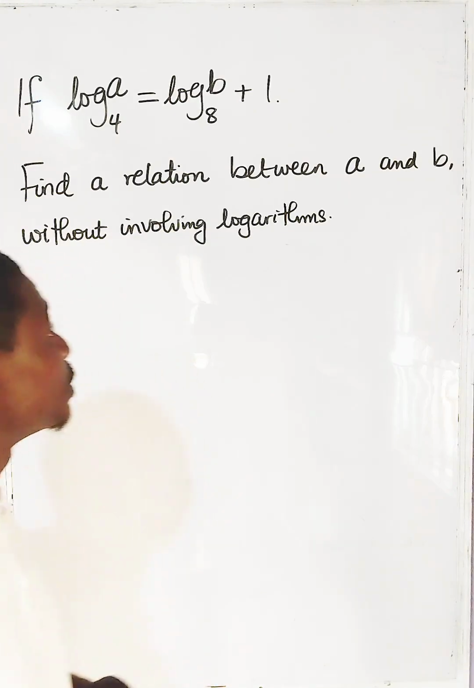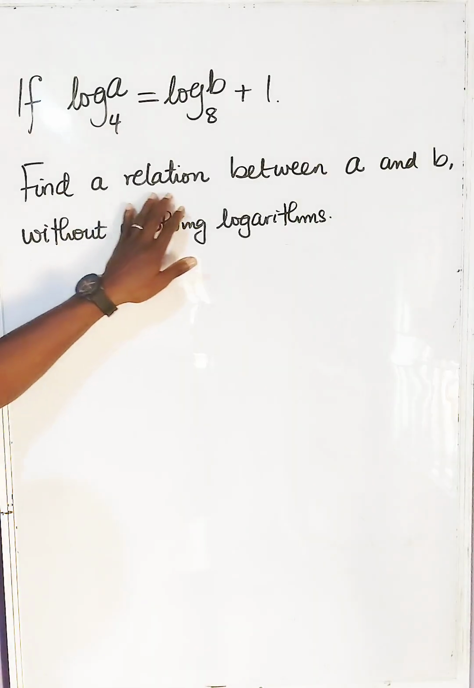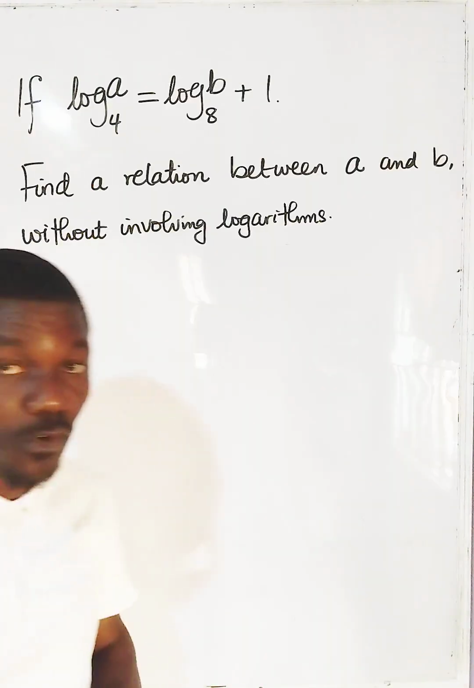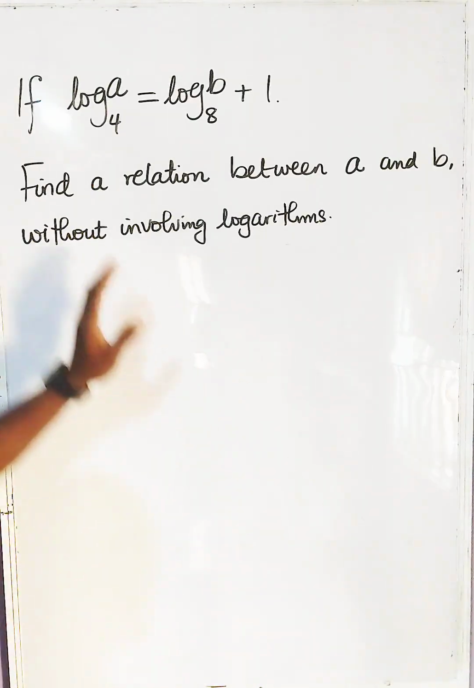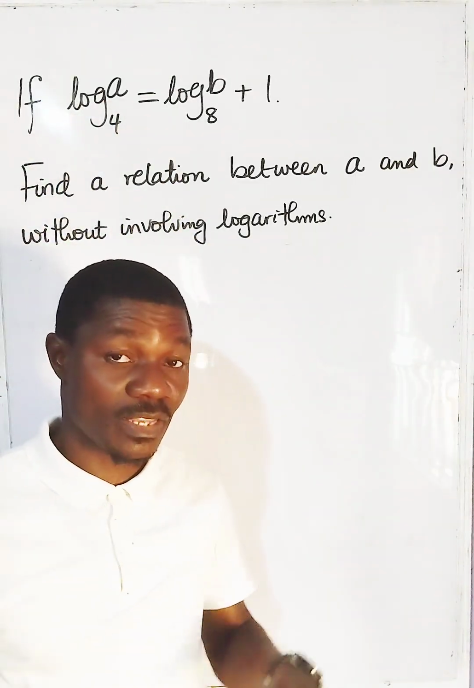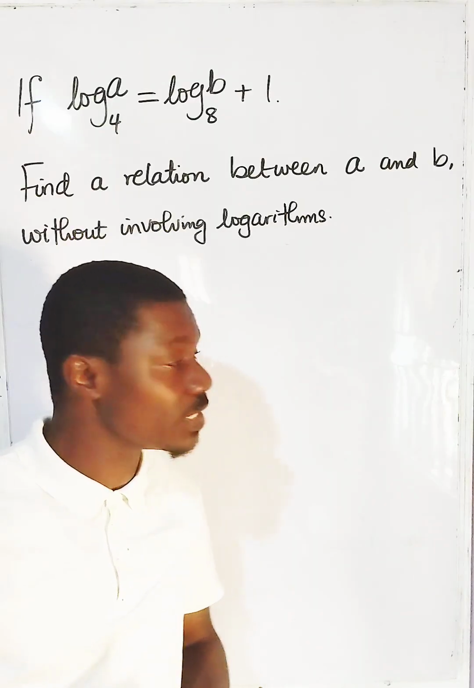Now in this tutorial today we'll be looking at how to find the relation between A and B without involving logarithm. And we're told that log A base 4 equals log B base 8 plus 1. So how do you go about it?